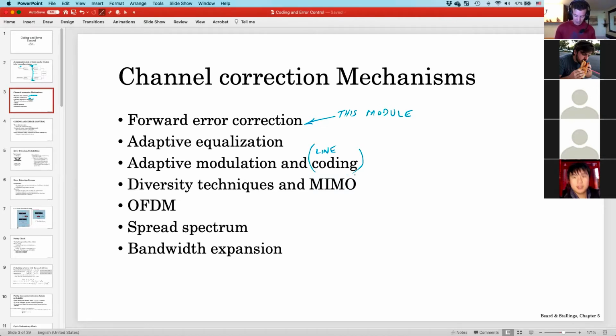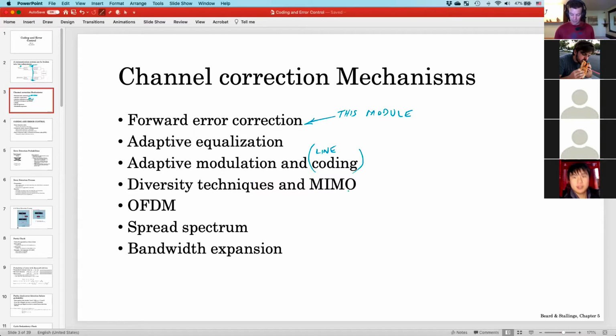Other topics that we really haven't talked about a whole lot are diversity techniques. Diversity is basically a broad term meaning the channel that you're currently using is a function of time and frequency and space. And so if you can capitalize on diversity in any of those three dimensions, then you can perhaps improve how your data gets through the channel.